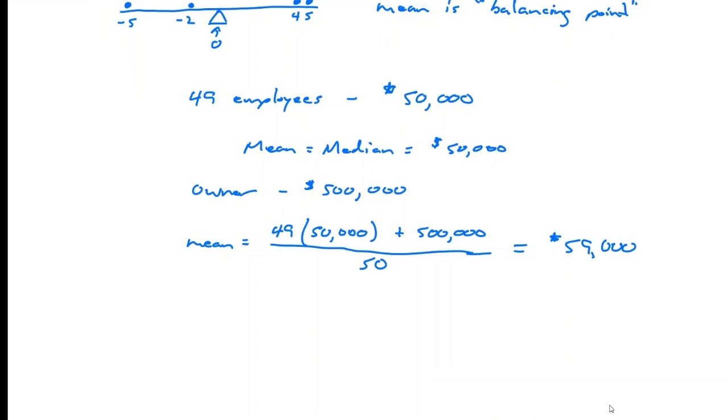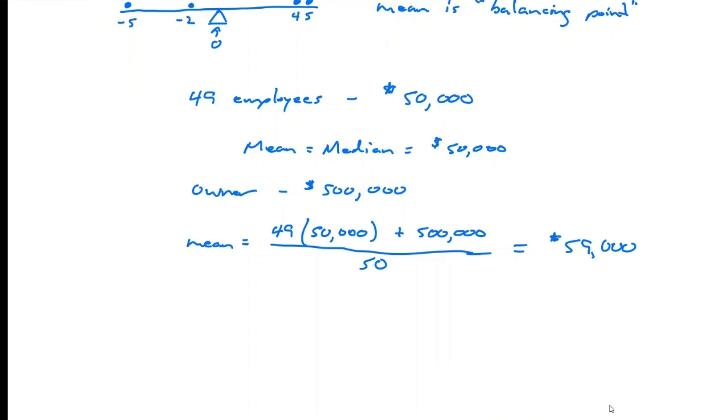Well, yes, that's true, but it's not really an accurate depiction of what's really going on in the company. Yes, the average salary is 59,000, but that's because my one salary is so high, it's taking the average of everybody else at 50 and bringing that entire average up $9,000. So mean would not be a very appropriate way to talk about center here, because it's not a very accurate measure of what's actually happening in our data.